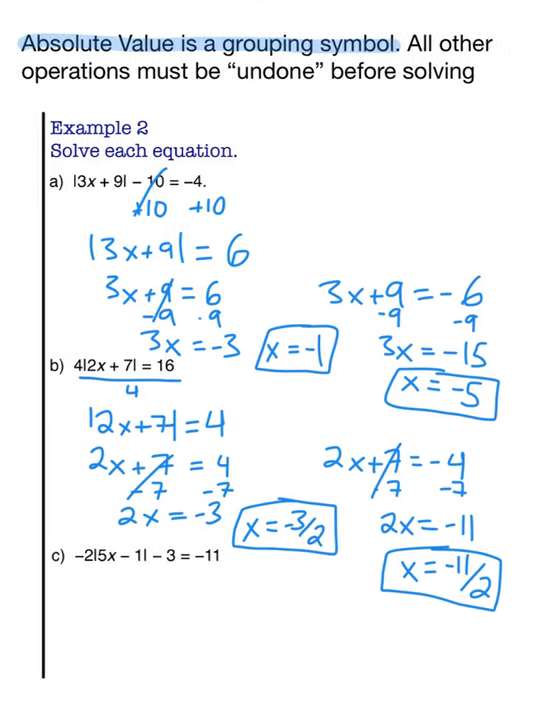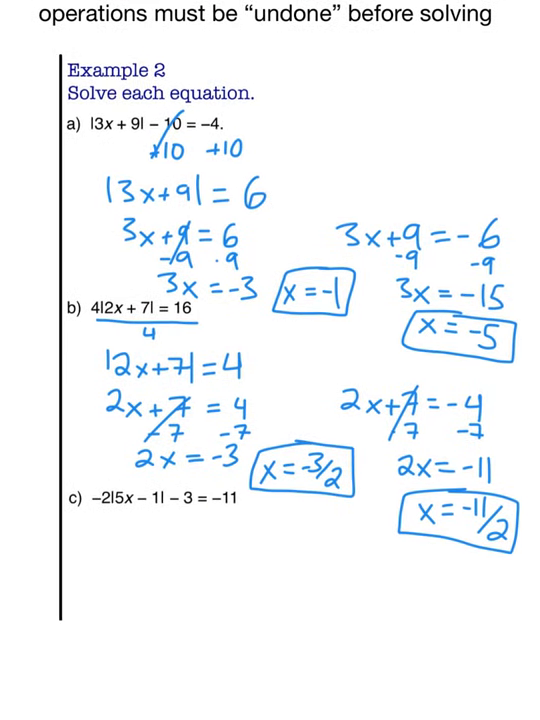All right, I encourage you to pause the video at this part and see if you can solve for C all by yourself, and then press play again to check if you got your answer right. All right, so part C, we need to get the absolute value by itself, but there's not just one other operation, there are two other operations. I see a subtraction and I see a multiplication. So first thing we're going to do is get rid of that subtraction. So we're going to add 3 to both sides.